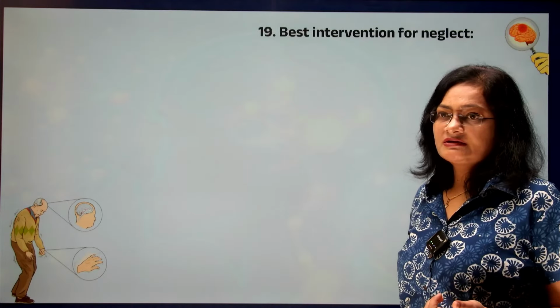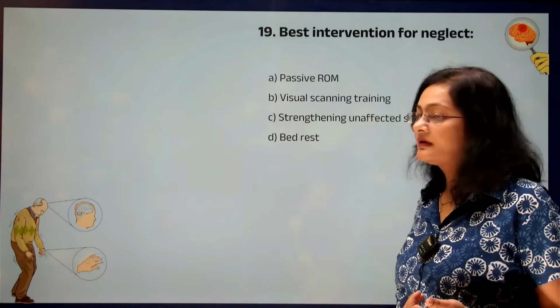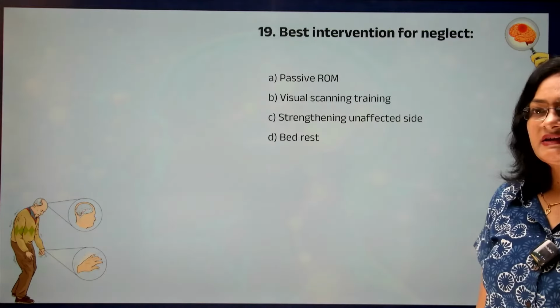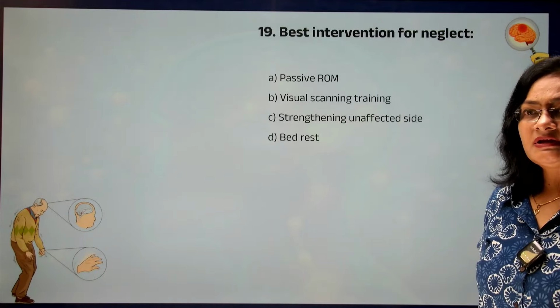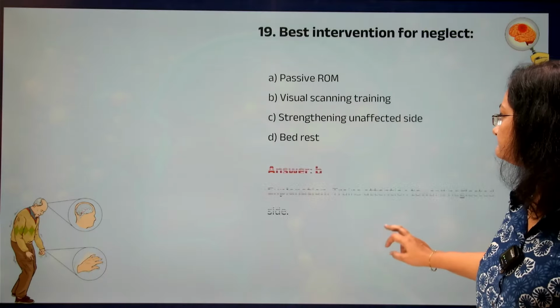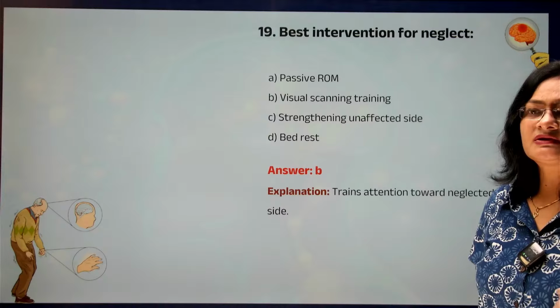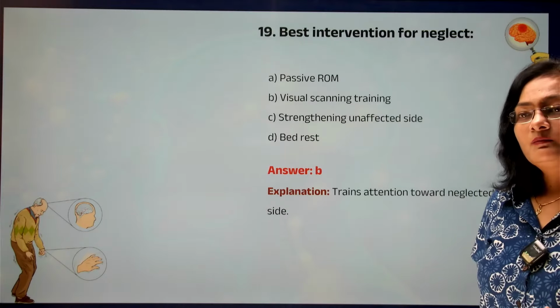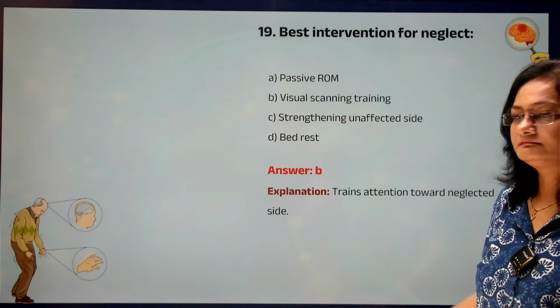Best intervention for neglect, that is unilateral neglect: passive range of motion exercise, visual scanning training, strengthening of the unaffected side, and bed rest. So the answer will be B, that is visual scanning training, which is most commonly used for unilateral neglect.